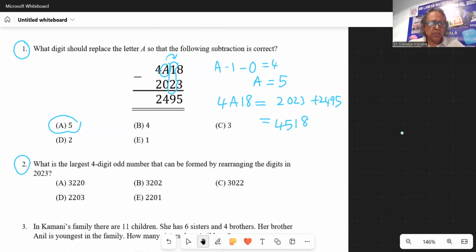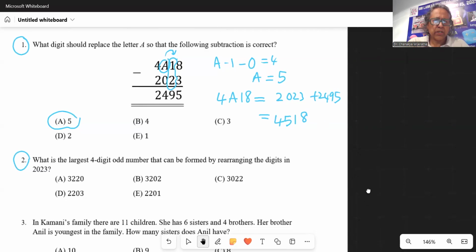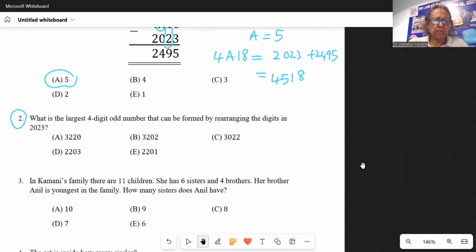What's the largest 4-digit odd number that can be formed by rearranging the digits in 2023? Right. So we understand rearranging means shuffle. We shuffle the digits, so we get 4-digit numbers. Out of those, what is the largest 4-digit number you get by shuffling or rearranging the digits in 2023?